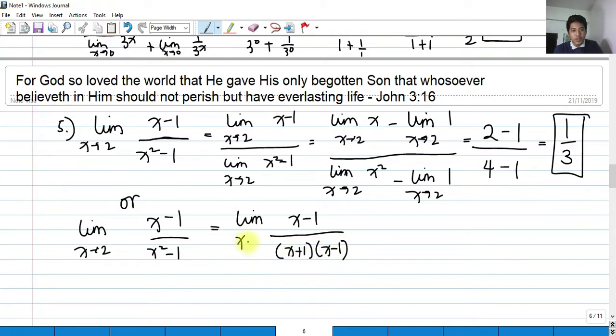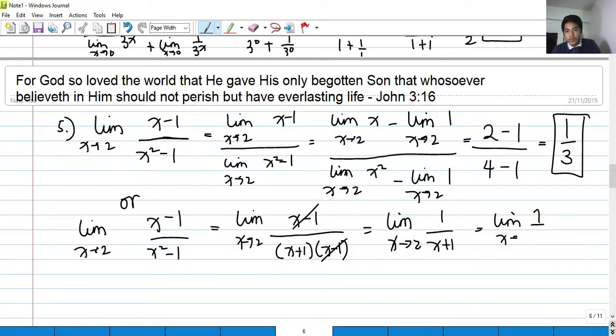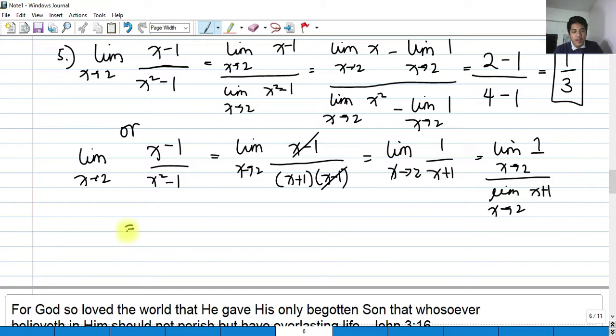Okay, so as x approaches 2, we can see here that x minus 1 will cancel. So we have now the limit of 1 over x plus 1 as x approaches 2. And we can simply have the limit of 1 as x approaches 2 over the limit of x plus 1 as x approaches 2. The limit of a constant is the constant itself.